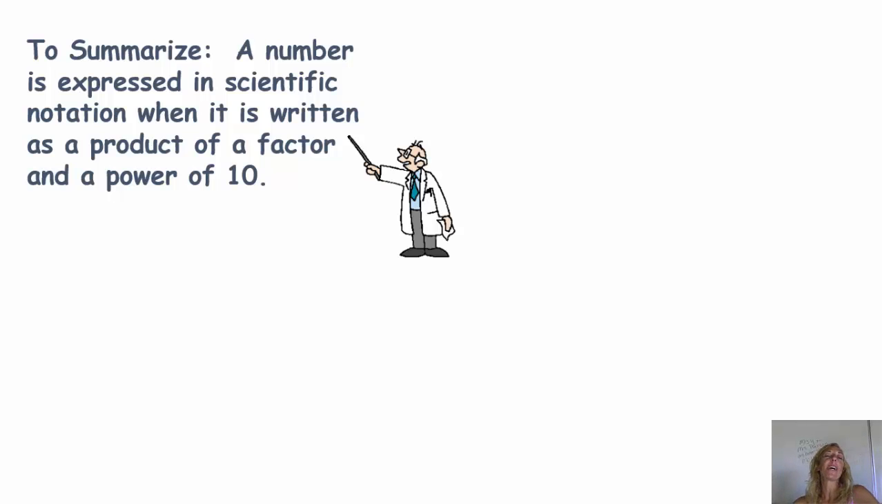A number is expressed in scientific notation when it is written as a product of a factor and a power of 10. Try to remember what the word product means. The word product means an answer when we multiply. And I'm just going to write that down in case you forget. So, an answer when we multiply.